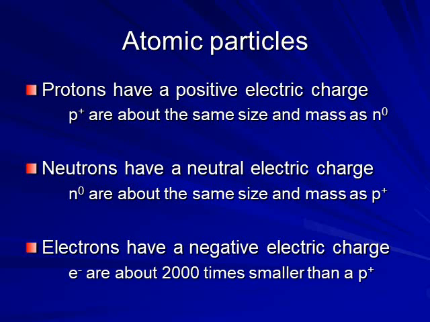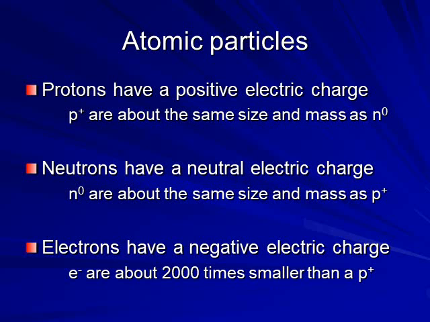So protons, found in the nucleus, have a positive charge, and they are about the same size and same mass as neutrons. Now notice the symbol here, P with a superscript positive charge, and N with a superscript 0 charge, are ways that chemists and scientists abbreviate proton and neutron. Neutrons have a neutral electrical charge, or you could just say no charge at all. And neutrons are about the same size and mass as protons. Technically, neutrons are slightly larger than protons, but just a little bit.